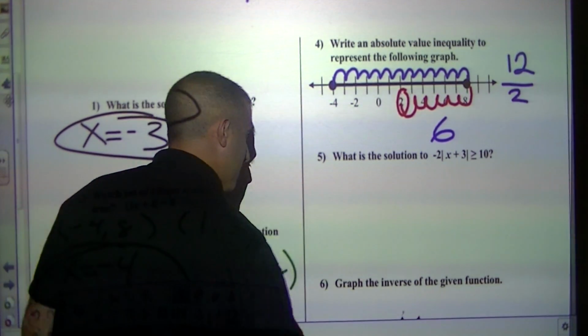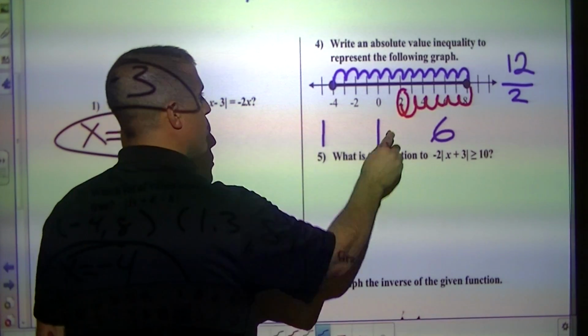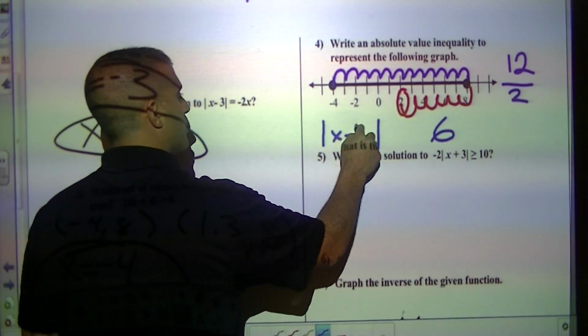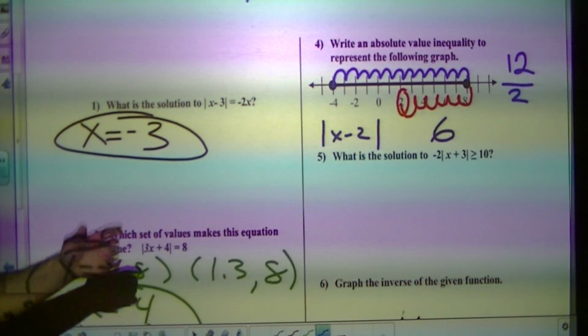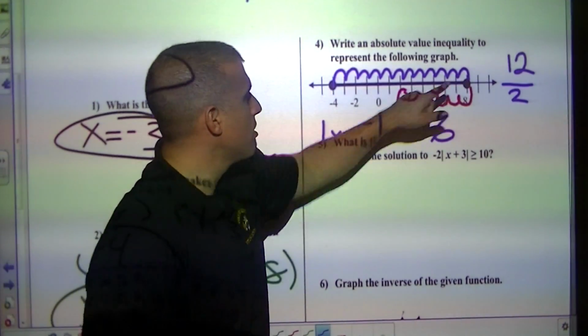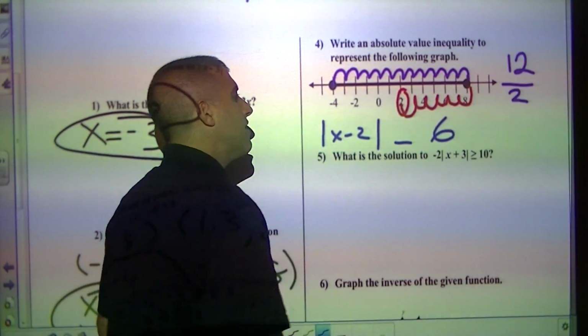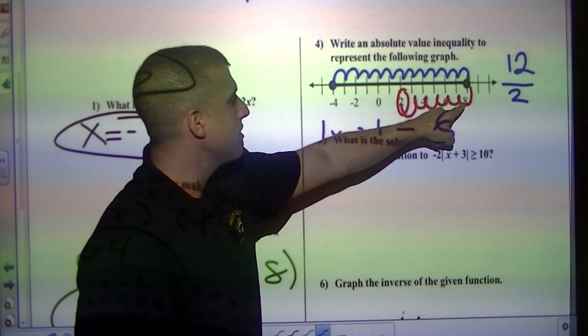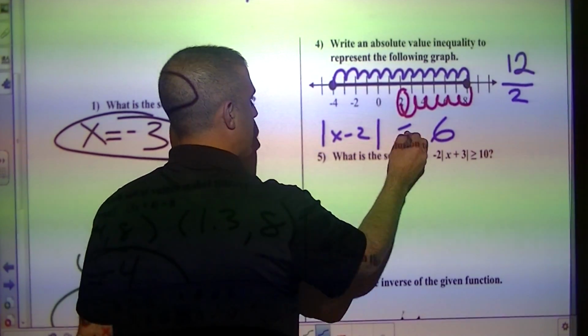Now what that tells me is absolute value. I use the opposite, so I actually use -2. Since this is a closed circle, I'd have a line underneath it for the inequality. I only have to look at this one. If it's going to the left, it's going to be less than or equal to.